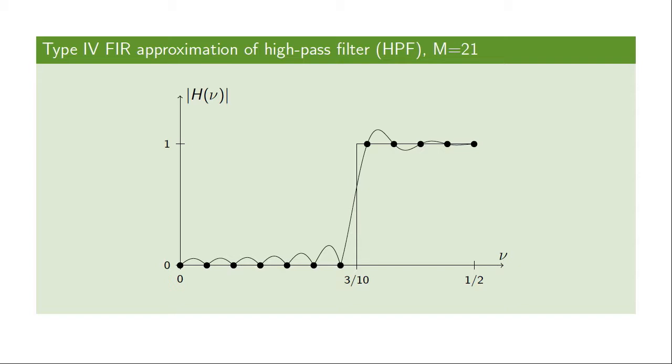And here is an example of what it could look like for a design of a type 4 filter, so M being odd here, so we have an even number of taps, and the filter design in the time domain would be an anti-symmetric design, since it's a type 4 filter. And here we have the frequency response of this design for a high-pass filter. So again, we see that we match the desired response for the sample points, but we will always have these overshoots in the filter.